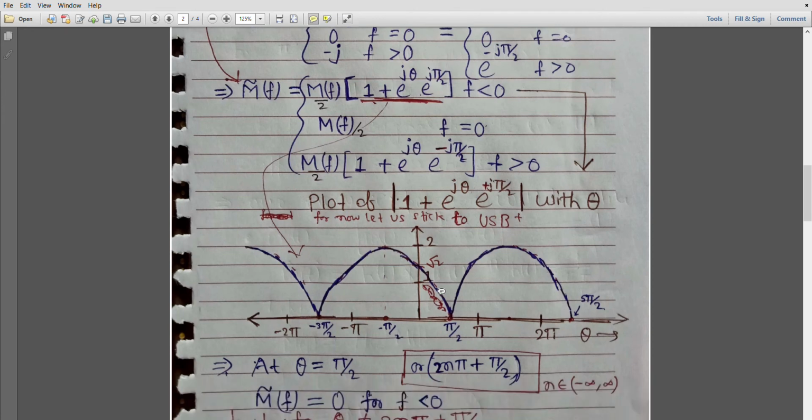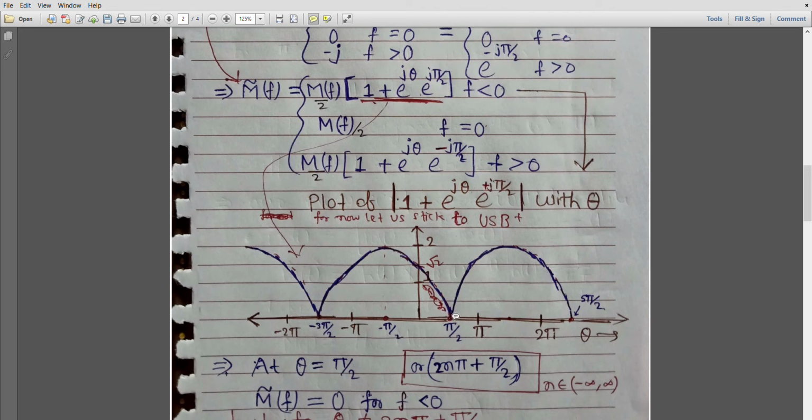But our question is, if we could not get an exact phase shift of pi by 2, what will happen? If we could not get an exact phase shift of pi by 2, this means we have some delta, plus or minus, with pi by 2.